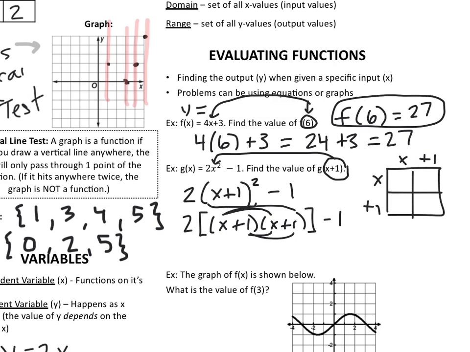Either way, you should come out with 2 times the value of x squared plus 2x plus 1. You have a minus 1. So again, we're still following our order of operations. Now we have 2 times the number, so we need to do our distributive property. I'm running out of room here, so I'm going to zoom out.